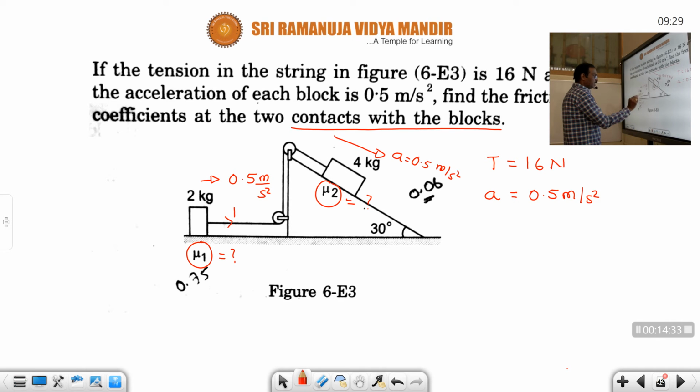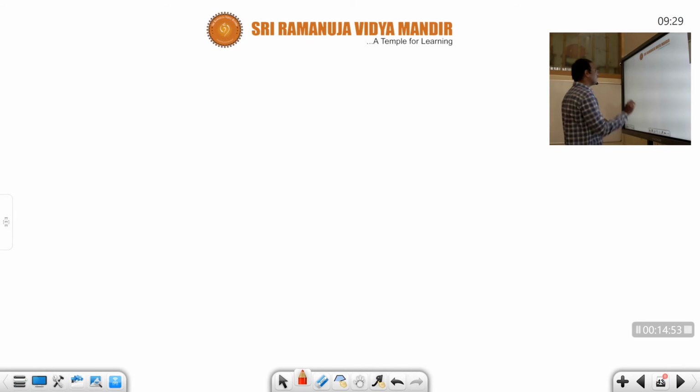Tension T is in this direction, because tension causes the acceleration, and there is a friction acting, which I will take as F1. And it gets an acceleration A. That means using this free body diagram we can consider, here the 2 kg block is there. This is the 2 kg block, which is kept on a frictional surface.